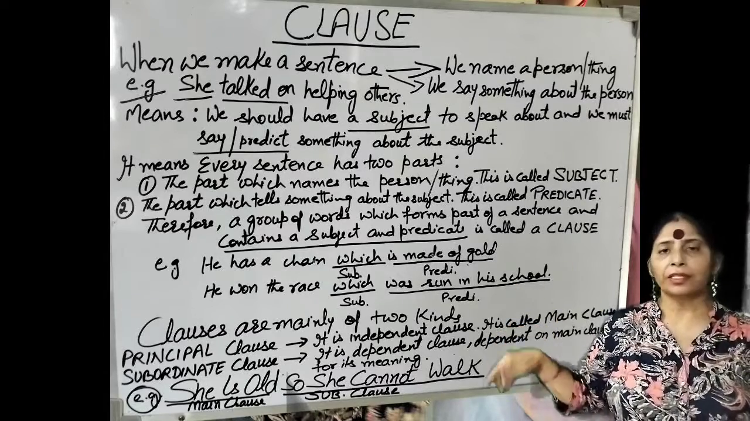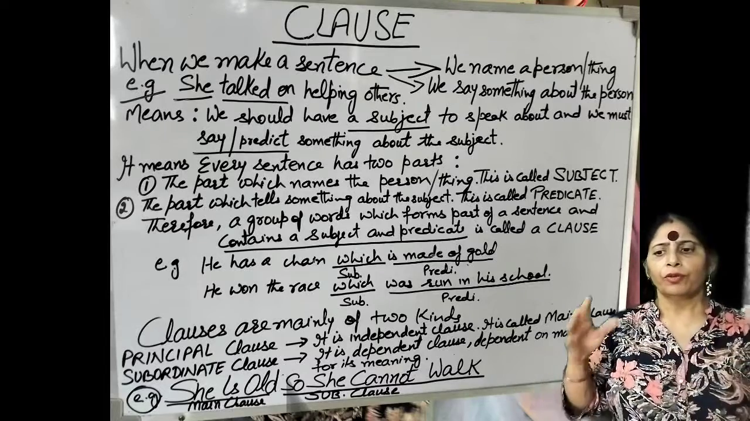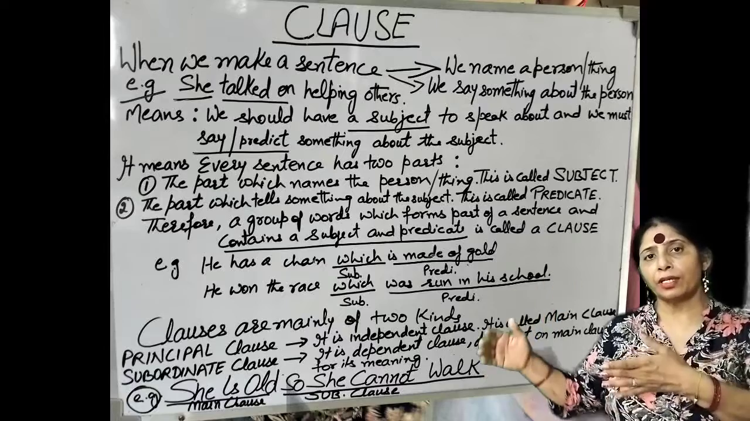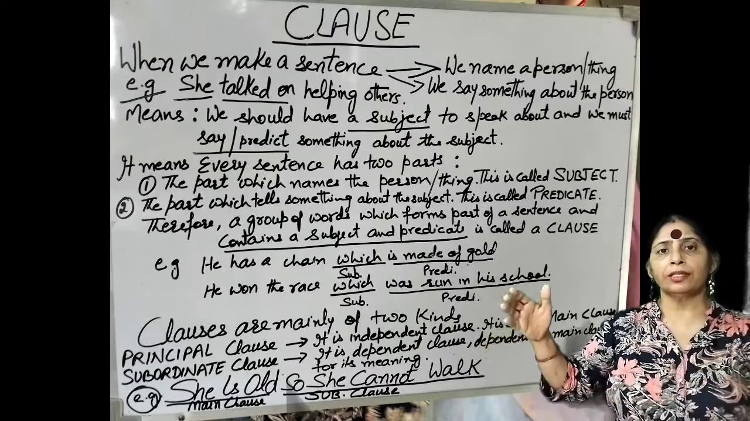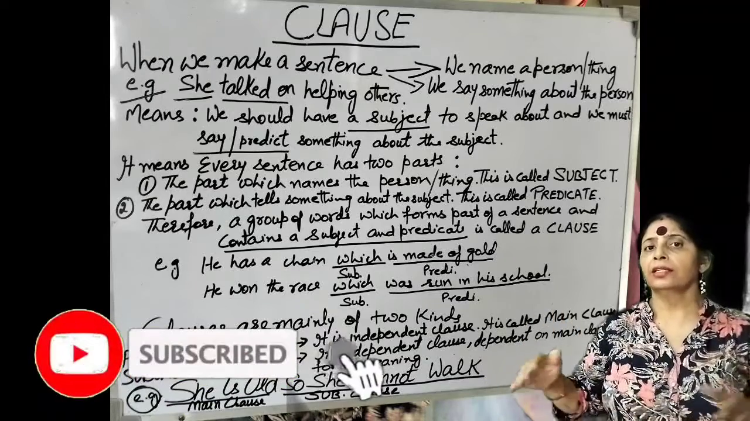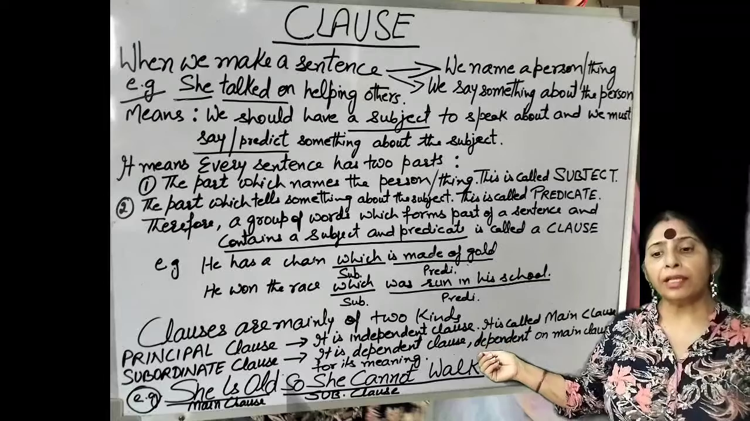So this is a long sentence: He has a chain which is made of gold. "Which" is the subject, and "is made of gold" is the predicate. So in this part of the sentence we have a subject and a predicate, then we will say this is a clause. We can take another example.